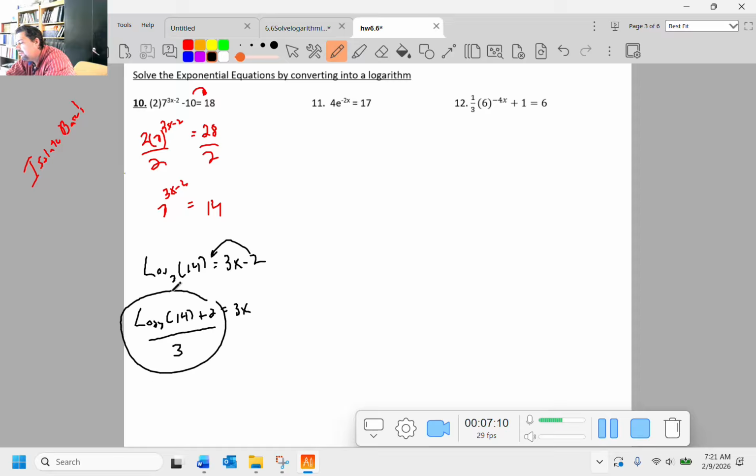Now, if you want to know what the answer to this problem is, you need to use change of base. Log base 7 of 14 is the natural log of 14 over the natural log of 7. And then we're going to add 2, and then we're going to put it all over 3. That's how we're going to push buttons in a TI-84.